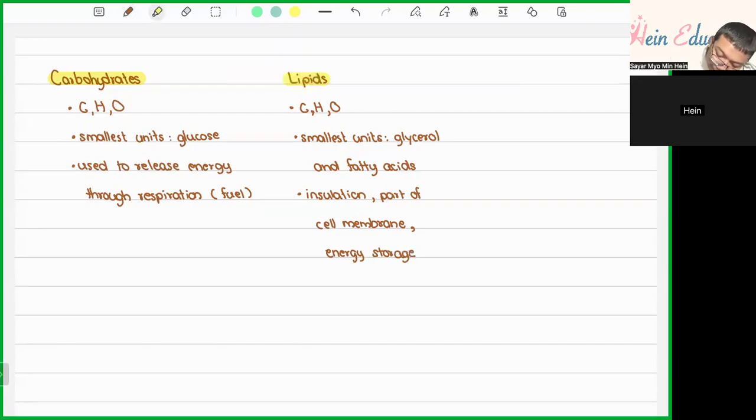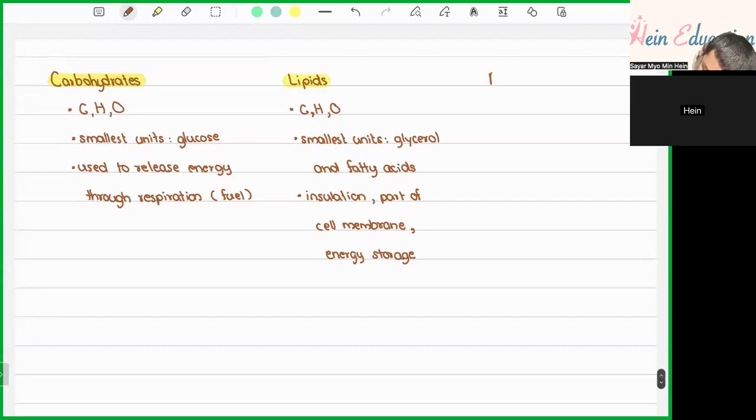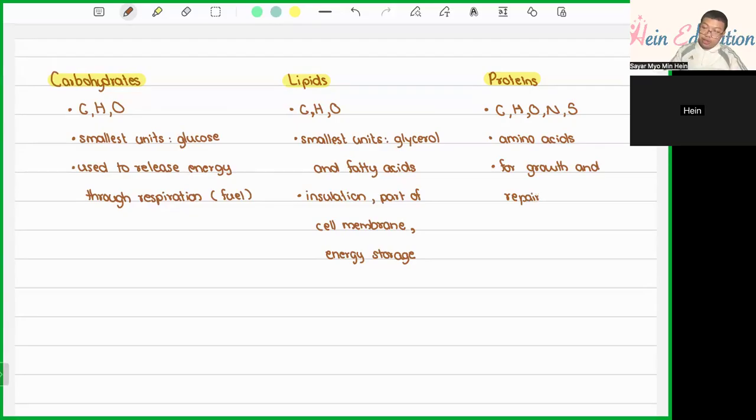And the last one is protein. Proteins are made up of the elements carbon, hydrogen, oxygen, nitrogen, and sometimes sulfur. The smallest unit is amino acid. They are used in our body for growth and repair of our body tissues. Okay, so this is a simple summary about carbohydrates, lipids, and proteins.